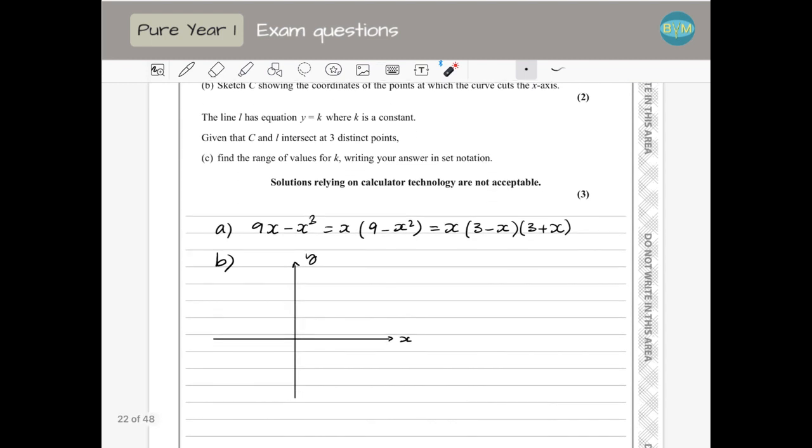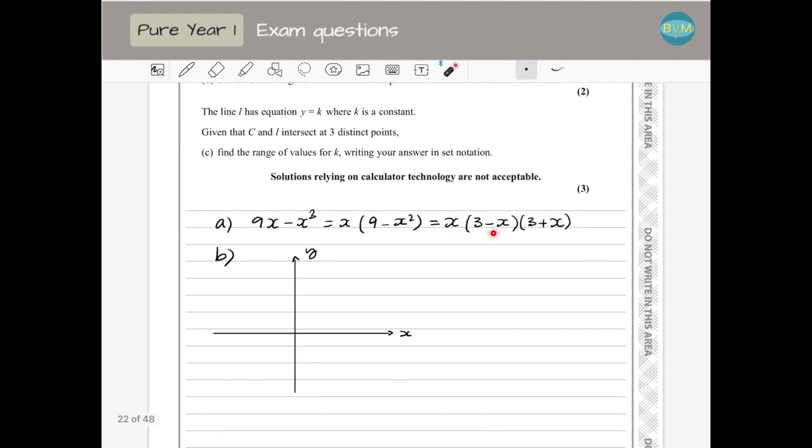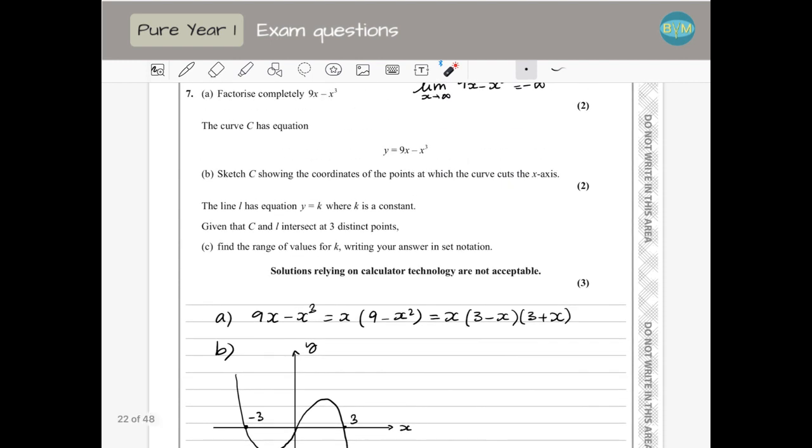And I know the cuts with the axis are going to be 0, 3, and minus 3. So my graph will look something like, that's horrible, sorry. It will be something like this, where this is minus 3, and this is 3, and this is 0. This is the only thing that you need to do for these 2 marks.